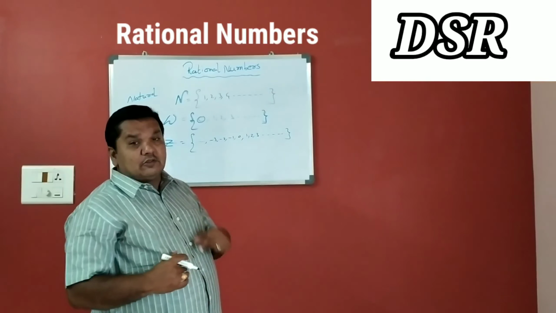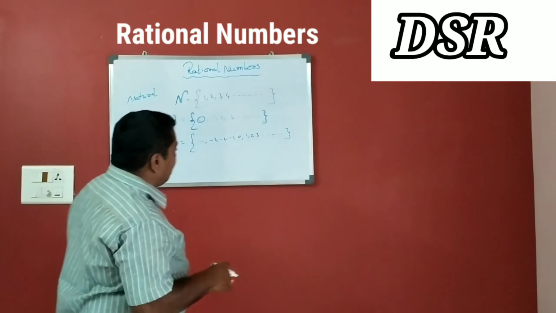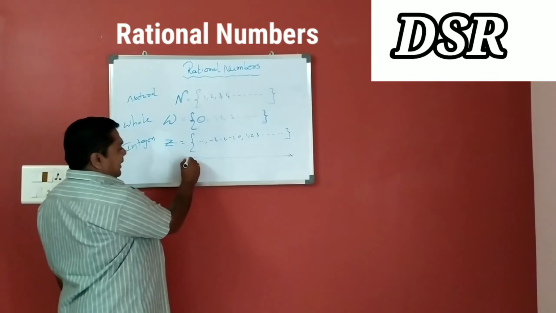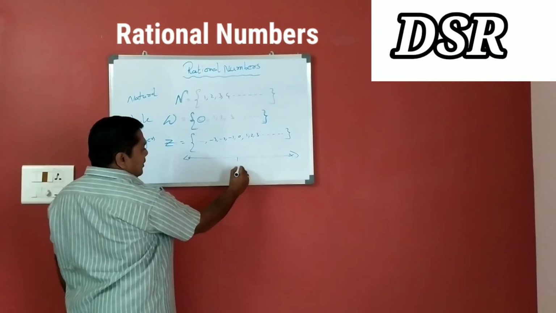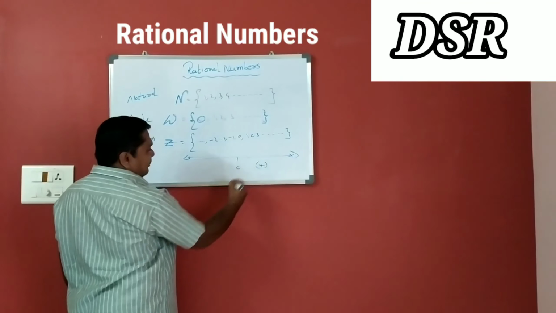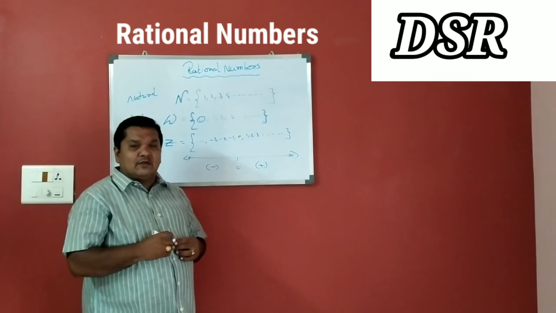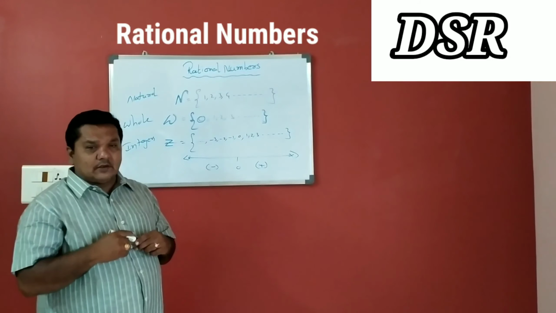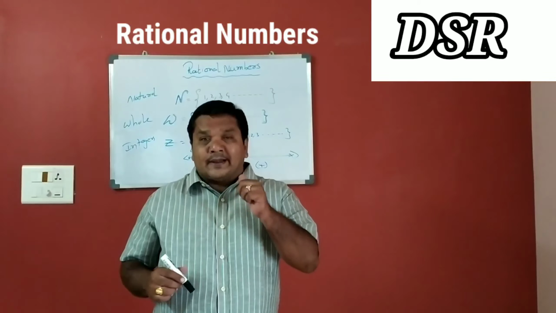The integer set can also be shown using a number line. If you want to form a number line, for example, this is a number line. In the number line, the middle is 0, on the right hand side we write the positive values, and on the left hand side we take the negative values. So this is called the set of integers. But now in this class we have to learn about rational numbers.